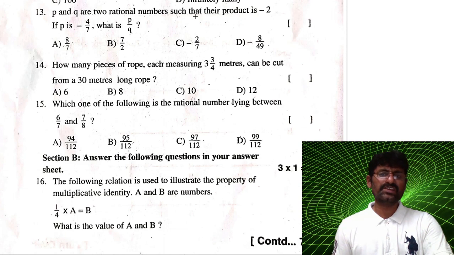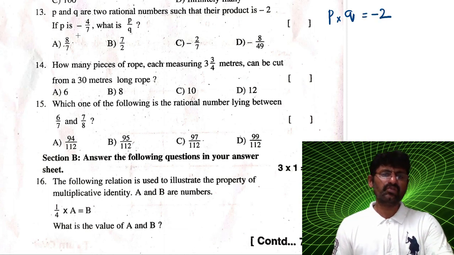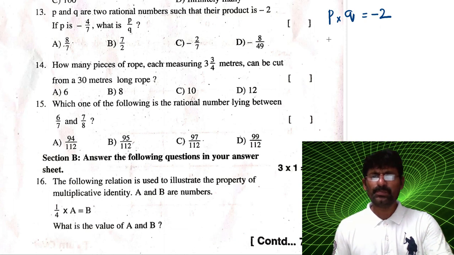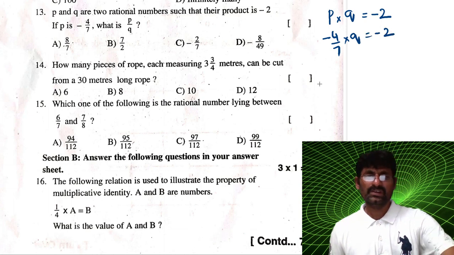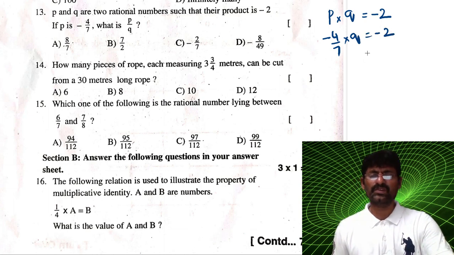P and Q are two rational numbers such that their product is negative 2. So that means if P and Q are two rational numbers, then their product, that means P into Q, is equal to how much? Negative 2. Now, if P is negative 4 by 7, what is P by Q? Given that P is negative 4 by 7, in the place of P, if you write negative 4 by 7, then times Q equals how much? Negative 2. Now, first let us find out the value of Q from this.